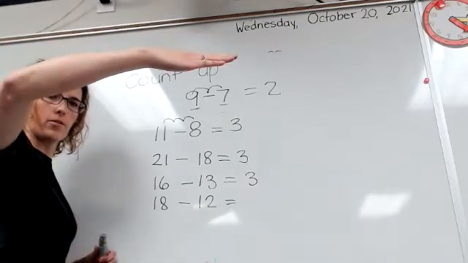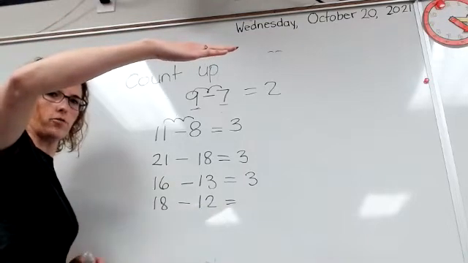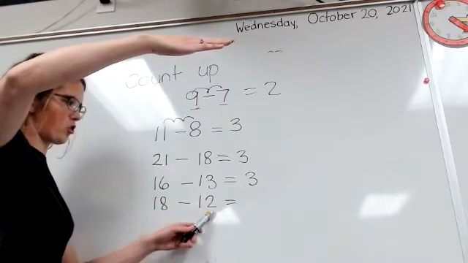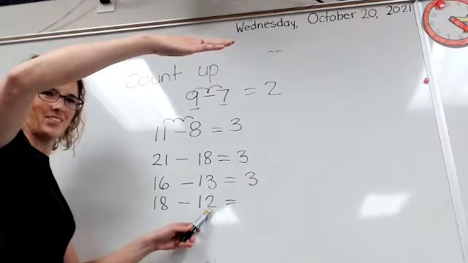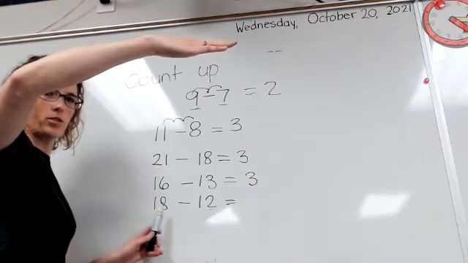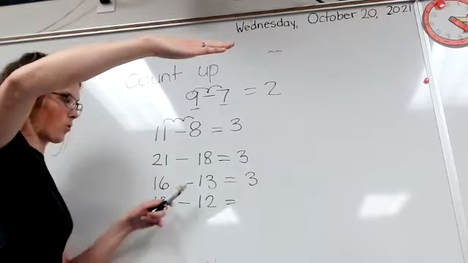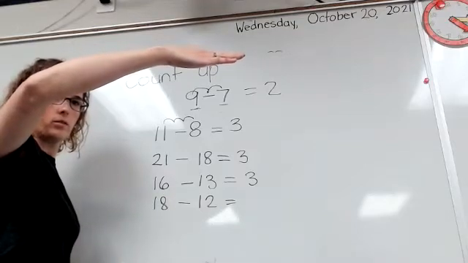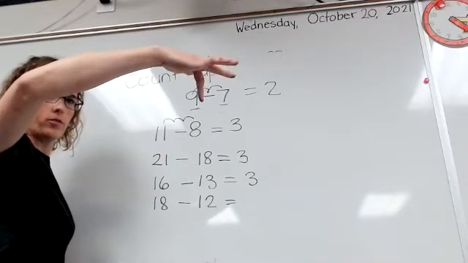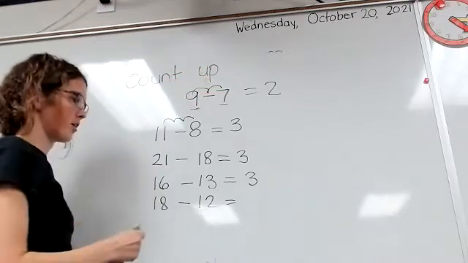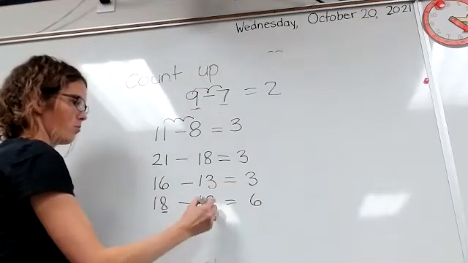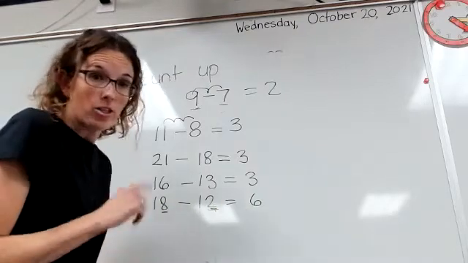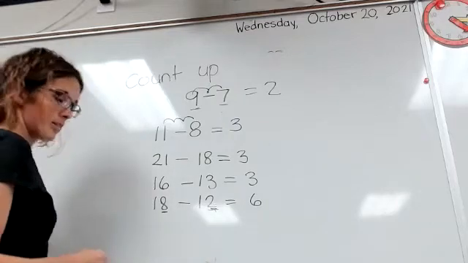Now, the fun thing about this one, 18 subtract 12, is you could actually just subtract your ones, 8 subtract 2. And then 1 subtract 1 is nothing anyway. Or you can count up. 12, 13, 14, 15, 16, 17, 18. It's actually 6. And this would be your first clue. 8 minus 2 is 6. So that's actually a different strategy. All right, let's go to the next strategy.